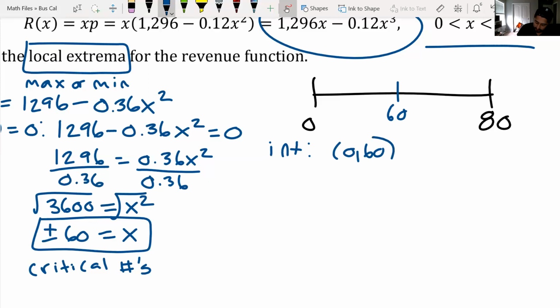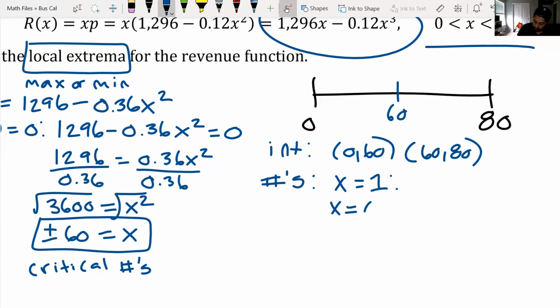0 to 60, 60 to 80. Pick your test numbers. 2 intervals, 2 x values. 0 to 60, we'll pick 1. 60 to 80, we'll pick 61. This is a sign chart for the first derivative, so plug these into your first derivative. R prime of 1, R prime of 61.